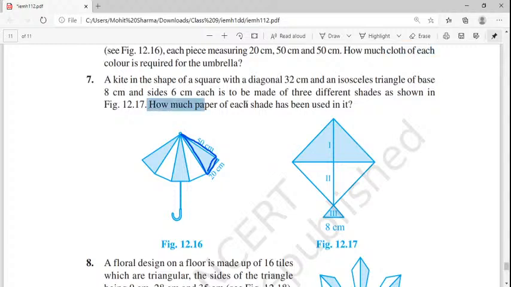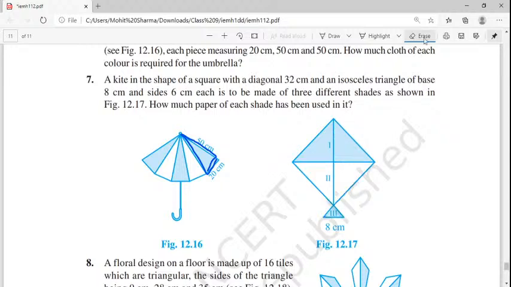You have to tell how much paper of each shade has been used in it. Each shade. Now this is one shade. This is one part. Then this is the second part. And this is the third part. So you have to tell what is the area of each part of it.